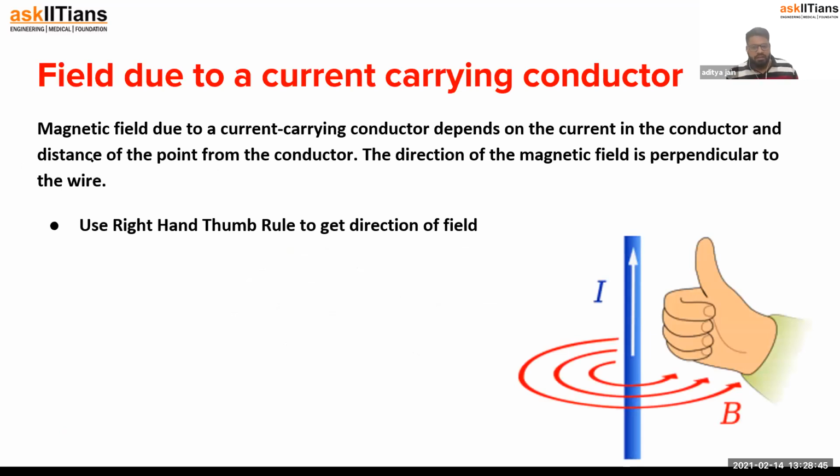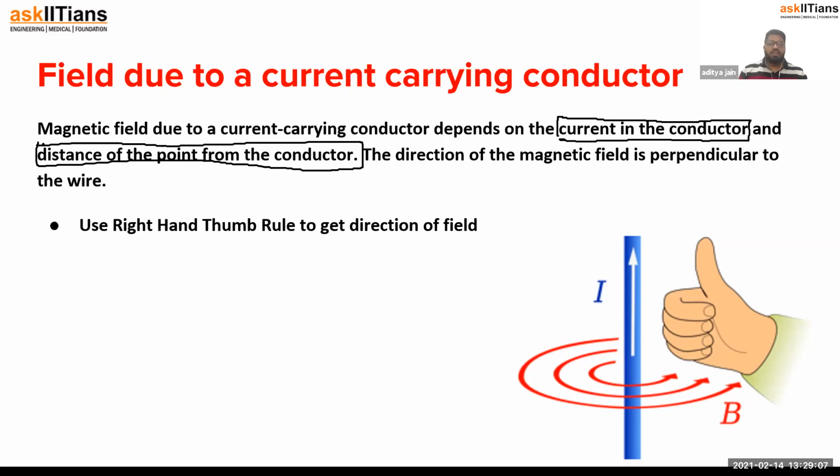Field due to a current carrying conductor. We have seen from the Oersted experiment that whenever current is flowing through a conductor, it generates a magnetic field. And that magnetic field depends upon two things. First was the current in the conductor. When we increased the current in the experiment, the magnetic field was increasing. And second is the distance of the point from the conductor. When we increased the distance of the compass from the conductor, the magnetic field was decreasing. Clear? So this is about the magnetic field.